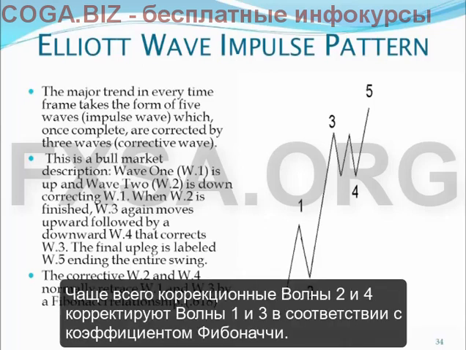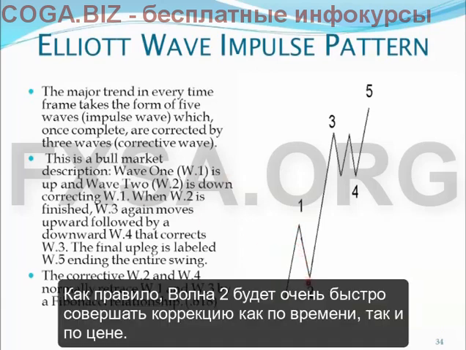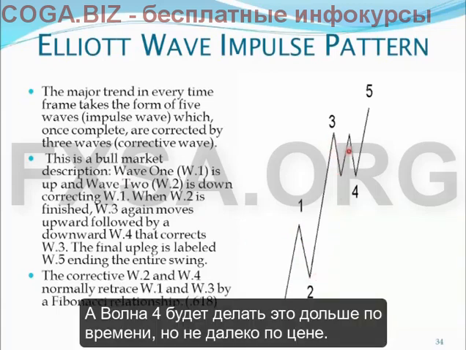The corrective wave 2 and wave 4 normally retrace wave 1 and wave 3 by a Fibonacci relationship. Typically, wave 2 is going to retrace very fast in price and time, and wave 4s are going to take longer in time but not as far in price.